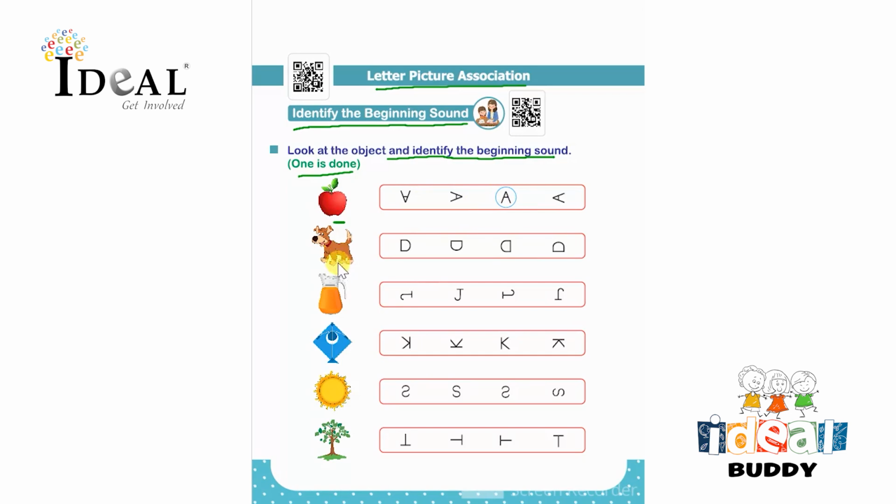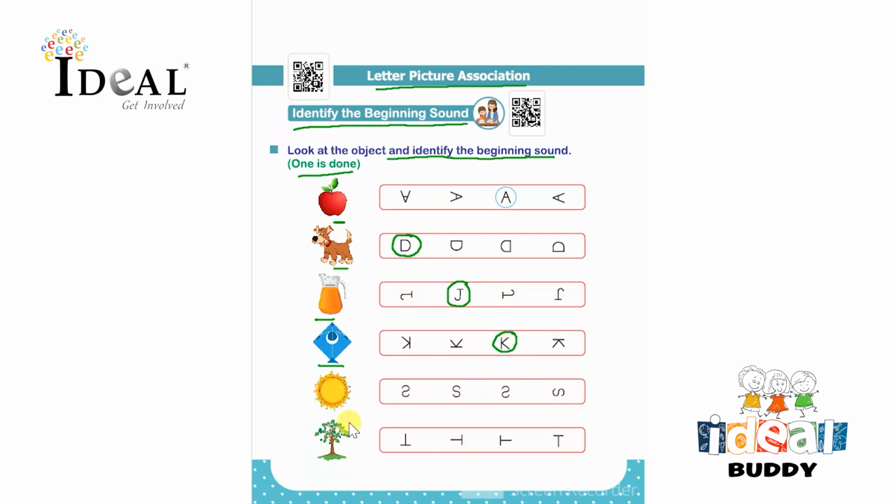After that, the another object that is given over here is dog, sounds d, and over here the correct sound is this one. After that, this is jug, sounds j, and the correct beginning sound is this one, j. J sounds j. After that, the given object is kite, and kite, the beginning sound is k, that is k, sounds k.